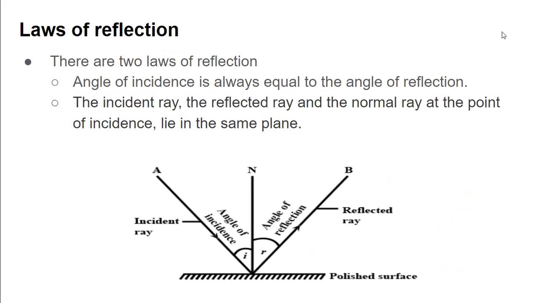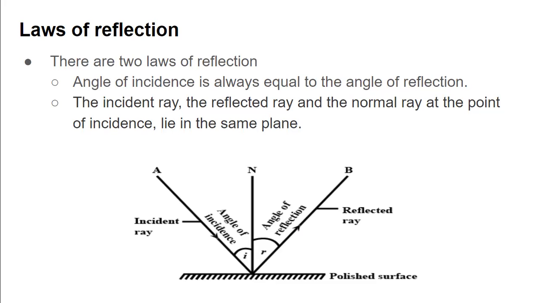Here, A is the incident ray. A is the ray which is incident on the polished surface. It strikes the polished surface and bounces back along B. The B ray is the bouncing back ray. The ray A touching the polished surface is known as the incident ray, and the ray striking the surface and bouncing back is called the reflected ray.